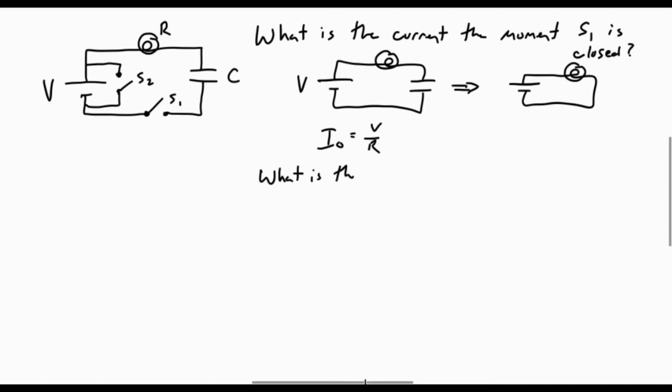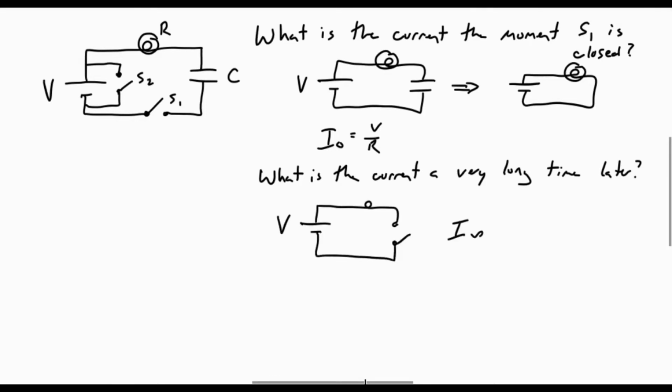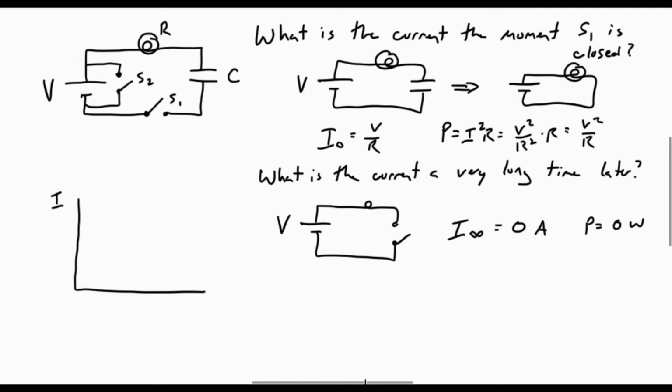So what is the current a very long time later when the capacitor is fully charged? Well, a fully charged capacitor acts like an open switch. So the current has to be 0. And because brightness is determined by power, which is proportional to current squared, you should see the bright bulb get dimmer and go out as an exponential function, like this.